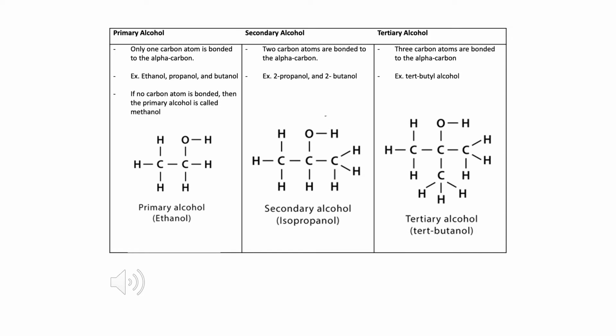Lastly, the tertiary alcohol has 3 carbon atoms that are bonded to the alpha carbon. For example, tert-butyl alcohol. So below, again, there is an example structure where we can see that there are 3 carbon atoms bonded to the alpha carbon, which means it is a tertiary alcohol.